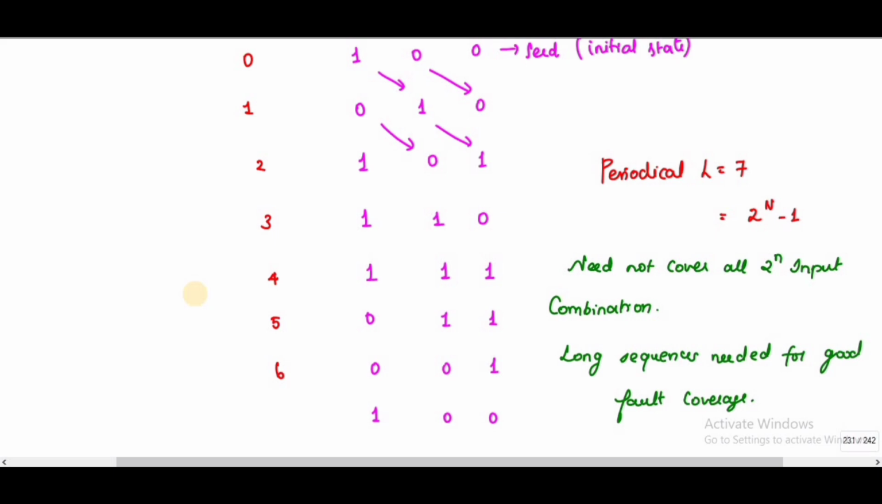So these combinations may not cover all the 2 power n input combinations. If it covers all the sequence, that is 0 to 7, then it is called a maximum length sequence. It is called an M sequence. But here, since there is no long sequence, the fault coverage will be poor.